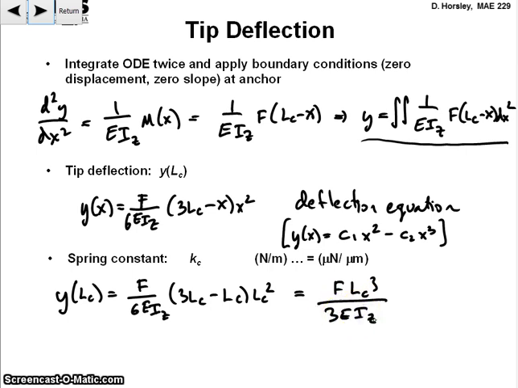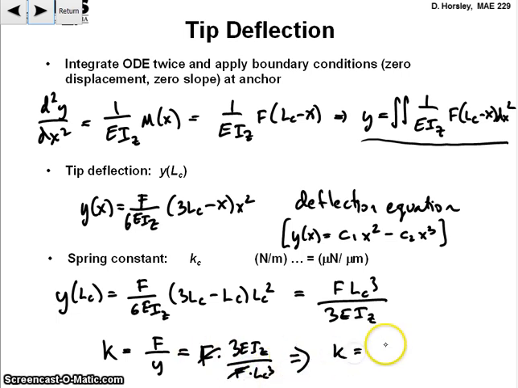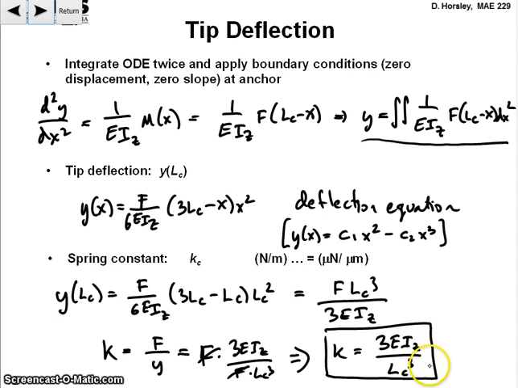Okay? And the spring constant, K, is F over Y. And so we have F, actually I'll write it like this. That's F times 3 EIz over F times LC cubed. So these F's cancel. And we get K is equal to 3 EIz over the cantilever length cubed. Okay, so this is the spring constant of a cantilever beam.